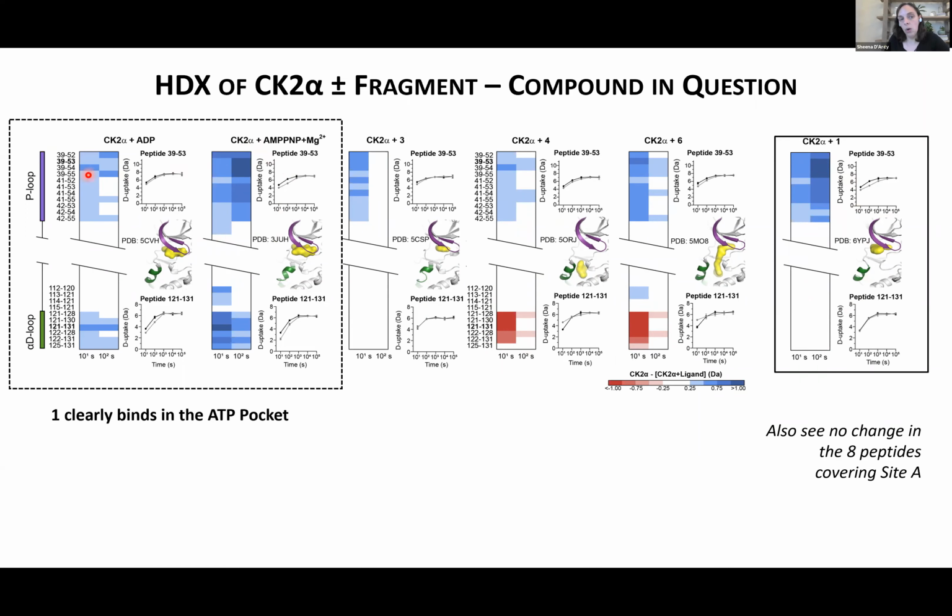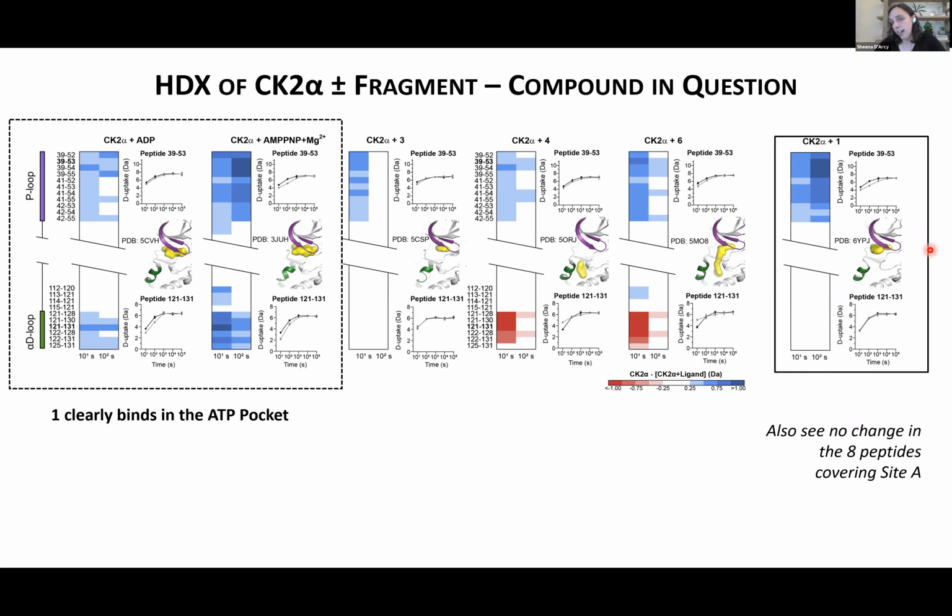We can also go to that site A that was proposed in the previous paper. We have 8 peptides covering that region, and we see absolutely no change in them. So it would just appear like this white box here. So HDX is absolutely able to identify that this compound was not binding at the allosteric site that they proposed in the paper. We subsequently were able to get a crystal structure.